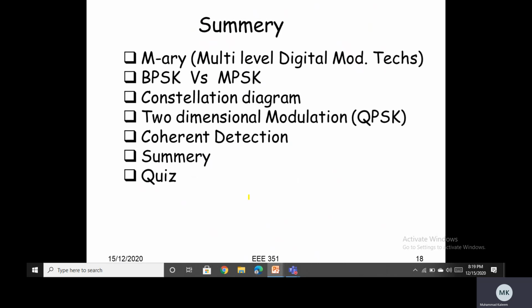So let's see the summary. We had a bit of introduction of M-ary multi-level digital modulation techniques. In particular, we talked about MPSK and then we compared binary phase shift keying with respect to MPSK. We looked at the constellation diagram. Then we saw QPSK in detail, two versions of that, and the receiver side based on coherent detection, the overall summary, and the quiz. Thank you.